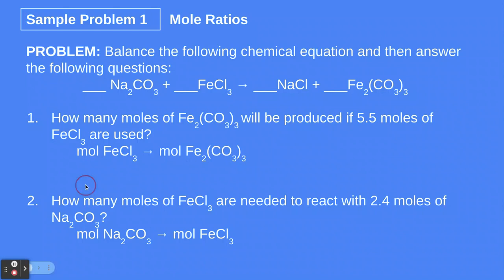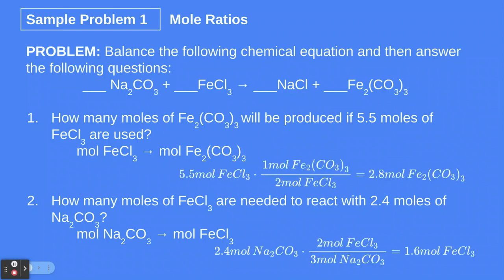All right, so if we take a look at our answers here, this first one, we are starting with moles of iron chloride. We are going to cancel out our moles of iron chloride here, and then we'll be left in moles of iron carbonate. And so we take 5.5 divided by 2, and that gives us about 2.8. And then the next one, we start with 2.4 moles of sodium carbonate. We get out of moles of sodium carbonate, and we get into our moles of iron chloride here. It's a 2 to 3 ratio.